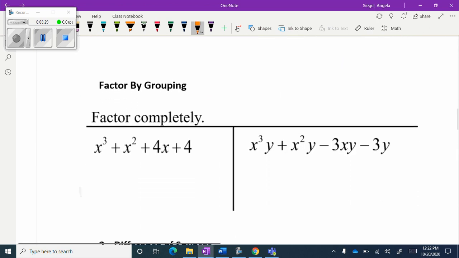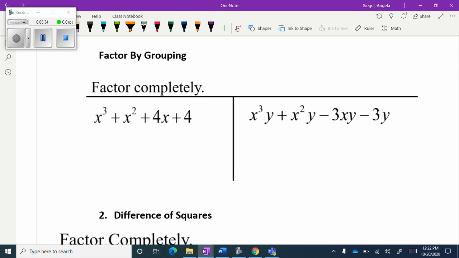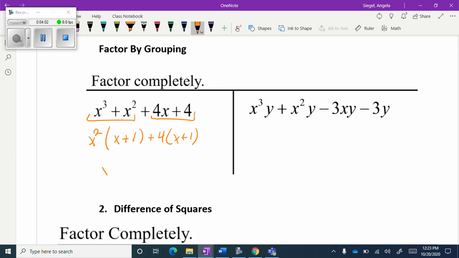Okay, so now we're going to factor by grouping. This is just another technique like what we have been doing. If you'll recall, factor by grouping is where we group the first 2 and the last 2, and then factor out a GCF of each. So this one, I can factor out an x squared, so I have x plus 1. And over here, I can factor out a 4 and have x plus 1. So now I'm going to factor out an x plus 1, and I have x squared plus 4. So go ahead and try this one.